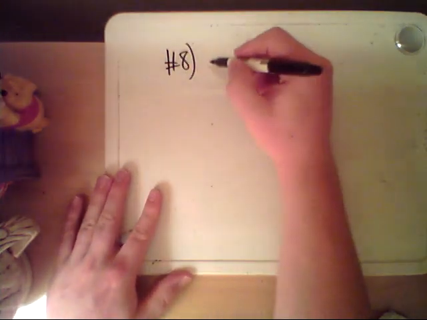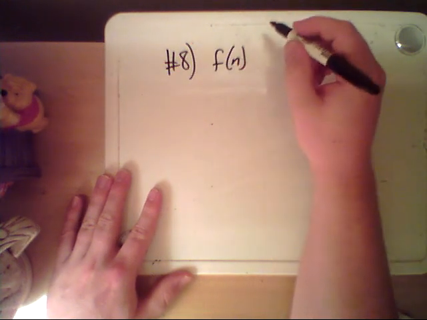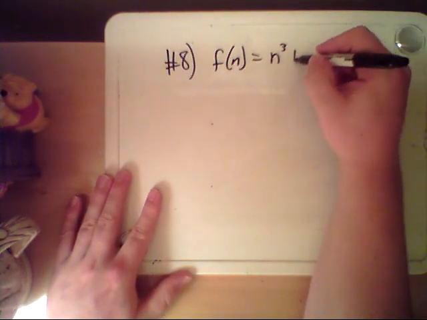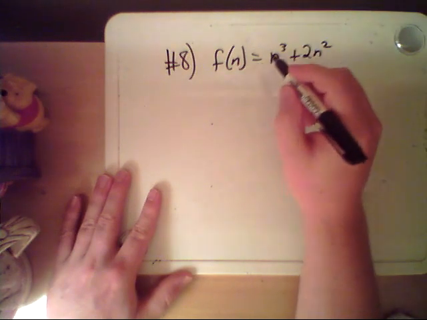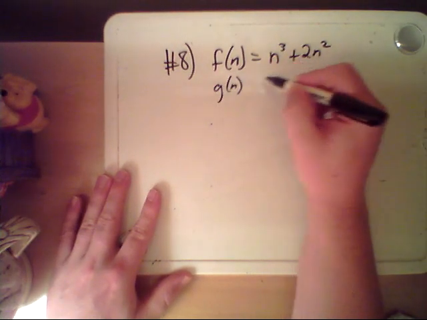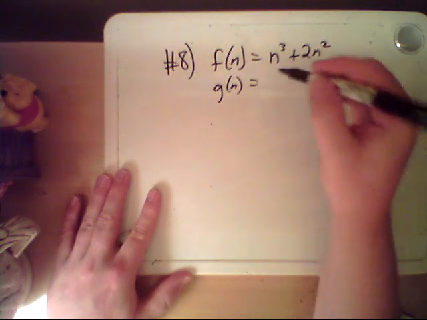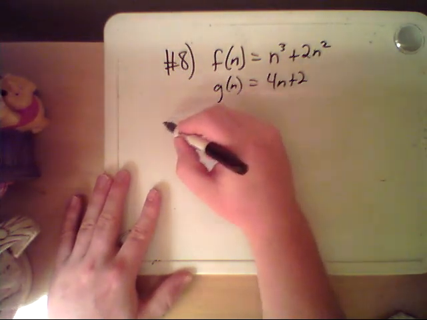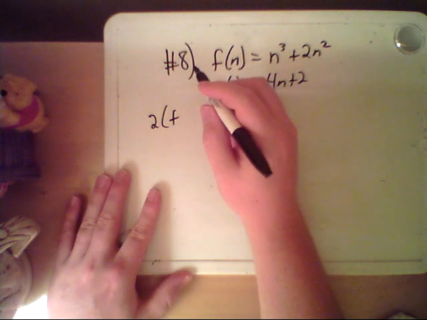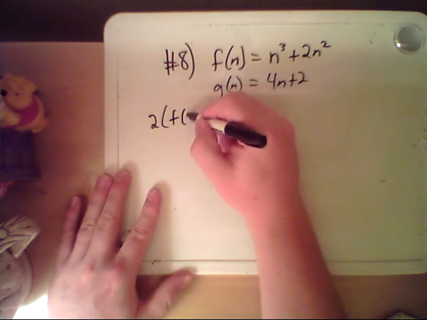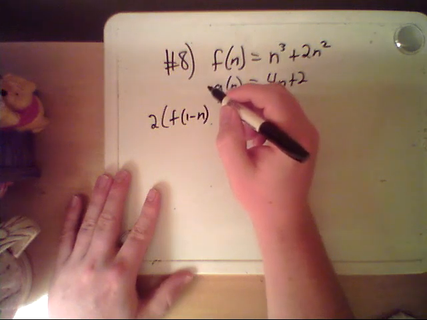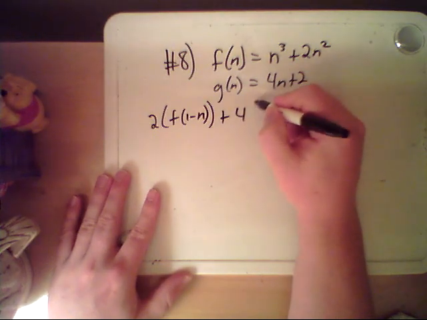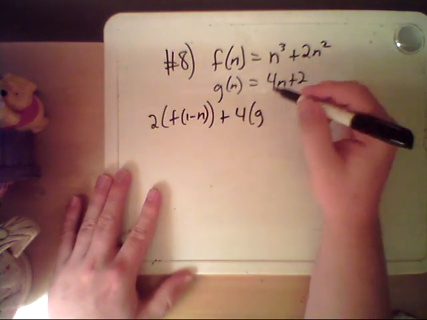All right, we've got f of n is defined as n to the third plus 2n squared, and g of n is defined as 4n plus 2. And we're asked to find 2 times f of 1 minus n plus 4 times g of 1 minus n.